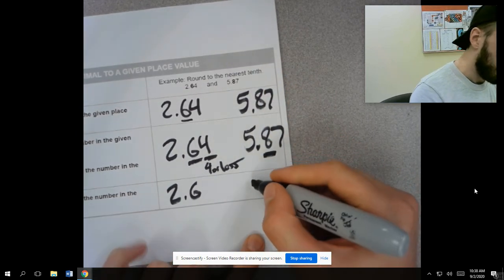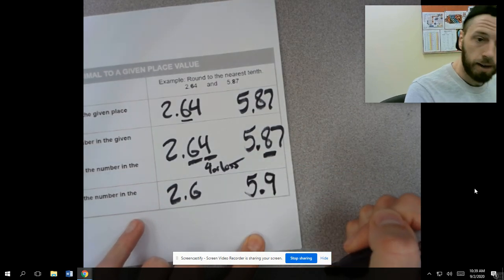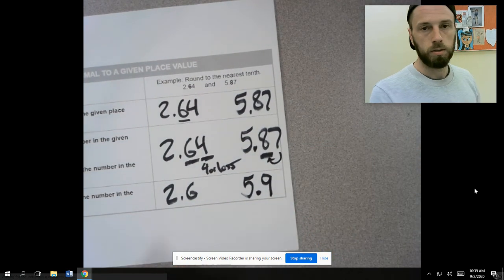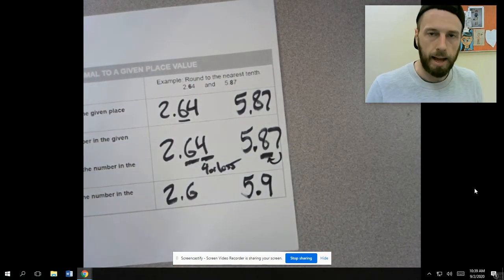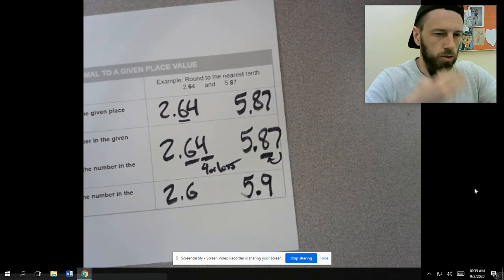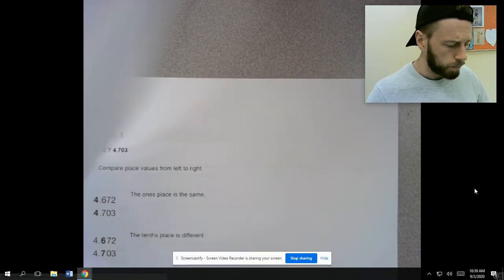Because it's a 7, we actually have to take it and make it a 5.9 in this case, because that 7 told us to bump it up to a 9. And that's a little crash course on rounding. Again, you guys have practiced this before, but hopefully this is just a review to get you going for the rest of the year.